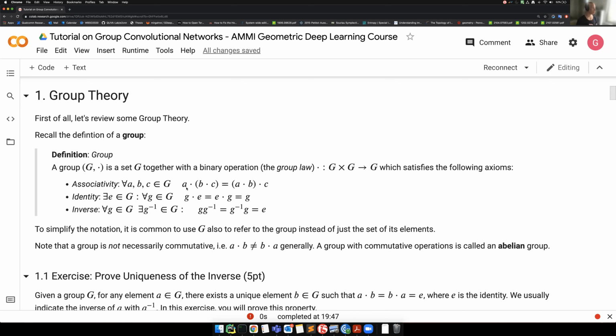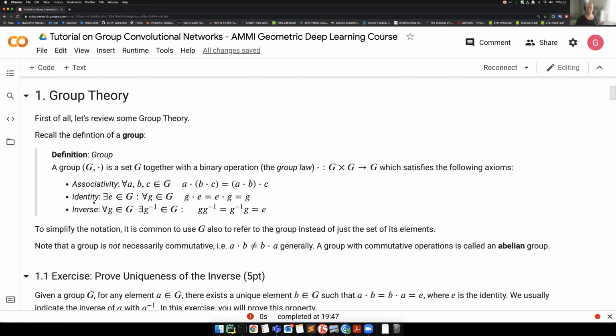The first one is associativity, which means that if you have a group element A, a group element B, and a group element C, you can either first combine B and C, and then combine the result with A, or first combine A with B, and then combine the result with C. In both cases, you should get the same result. Note that B times C gives you a new group element which we call D. Now we take D and combine it with A again, and we get a new result, say F. And we want this to be the same on the other side.